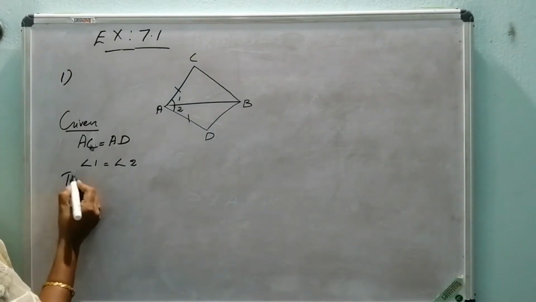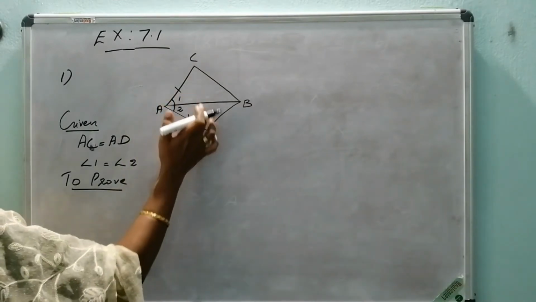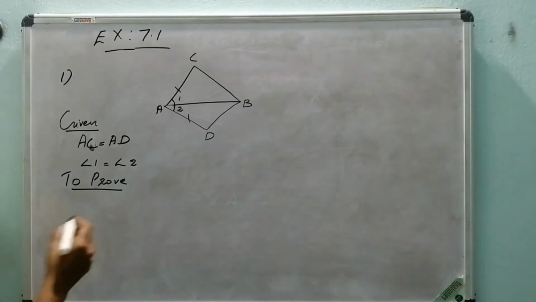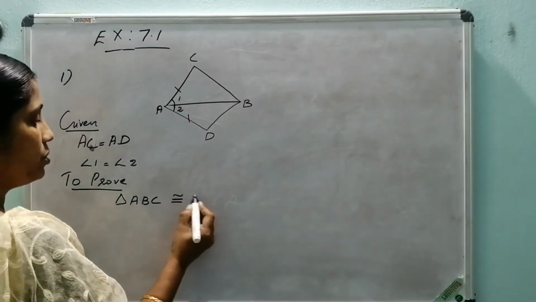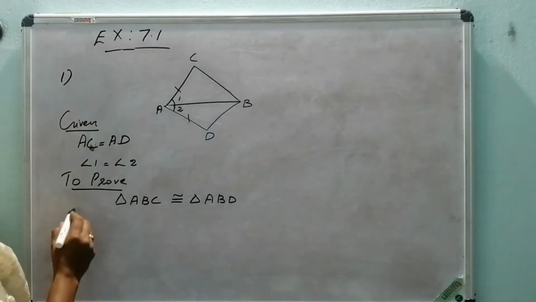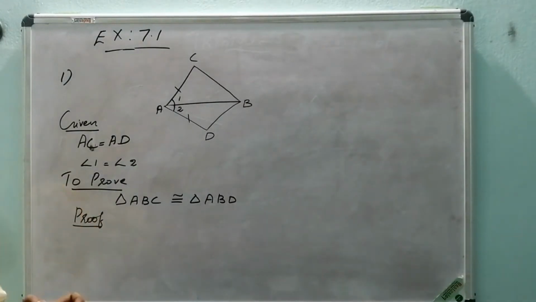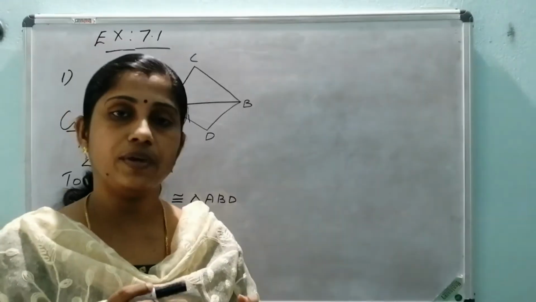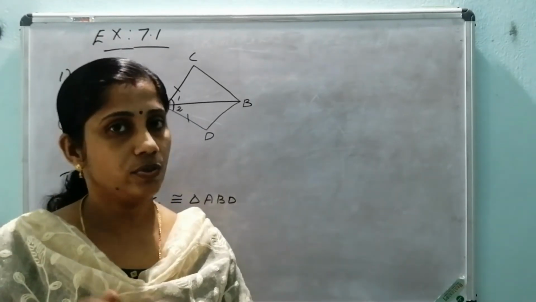Then what is the next step? To prove. What do you have to prove? You have to prove that these two triangles are congruent. That means we have to prove that triangle ABC is congruent to triangle ABD. Then prove. First you have to check what all things are equal. To prove the congruency, we have to use either the ASA congruence rule or the SAS congruence rule.